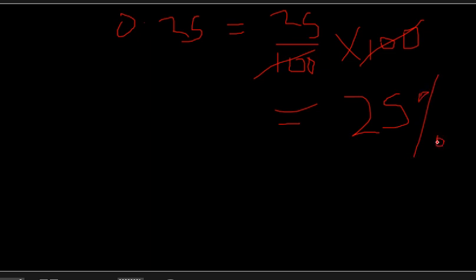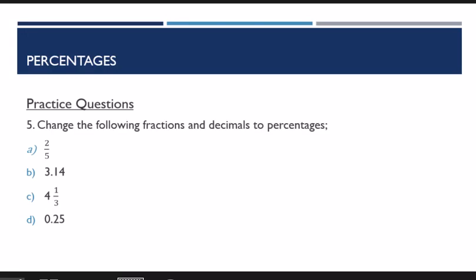Okay, let's try exercise 2.5. Change the following fractions and decimals to percentages. 2 over 5. What's 2 over 5 in percentages? We've got 2 over 5. What do we do? We multiply this by 100, and this is equivalent to 40%.